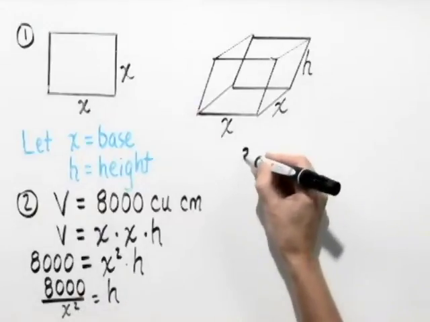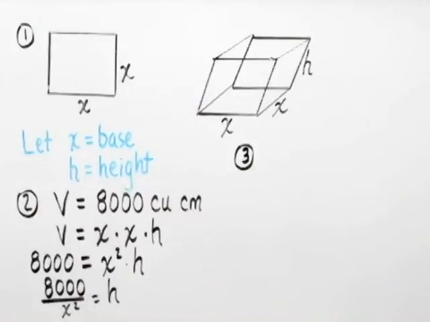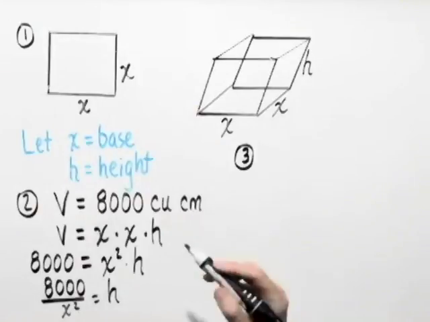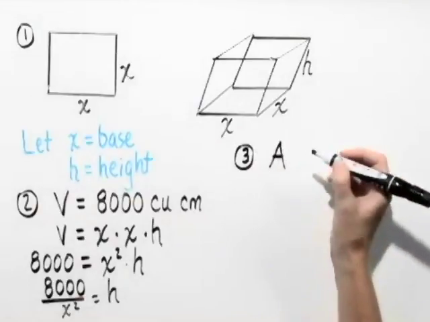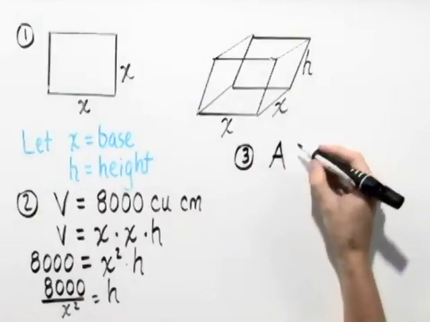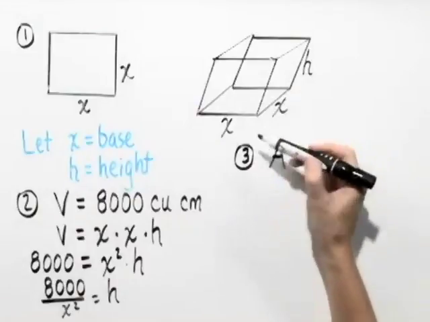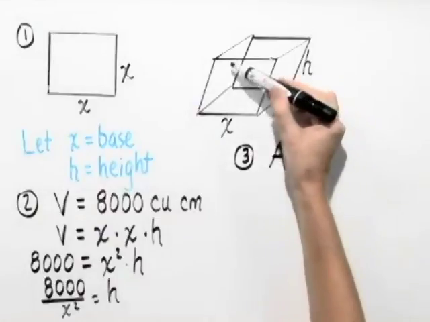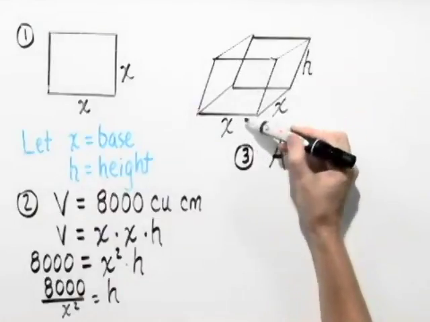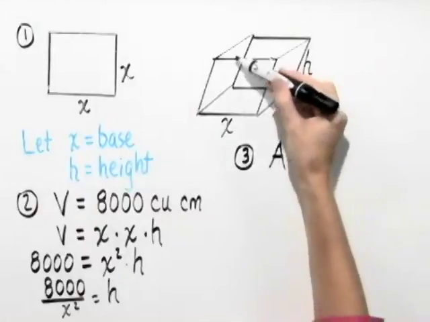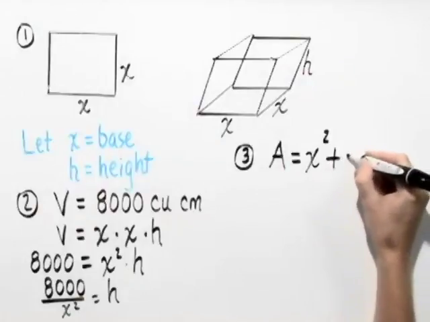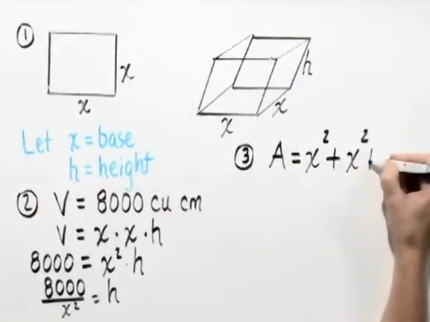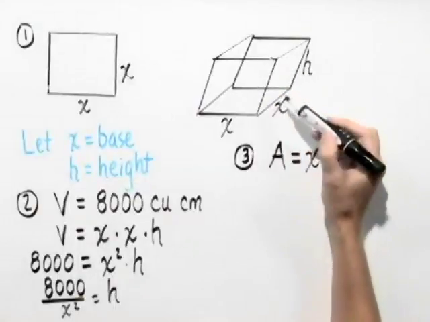Now we're going to move on to part 3. We're asked in this problem to express the surface area A as a function of the length of the side of the square x. So we know that the surface area of a rectangular box is going to be equal to the area of the base plus the area of the top base. Since the area of the bottom base is x times x, or x squared, the area of the top base is the same thing. We're going to start off with the area of the bottom base plus the area of the top base, plus we have 4 sides of this rectangular box.